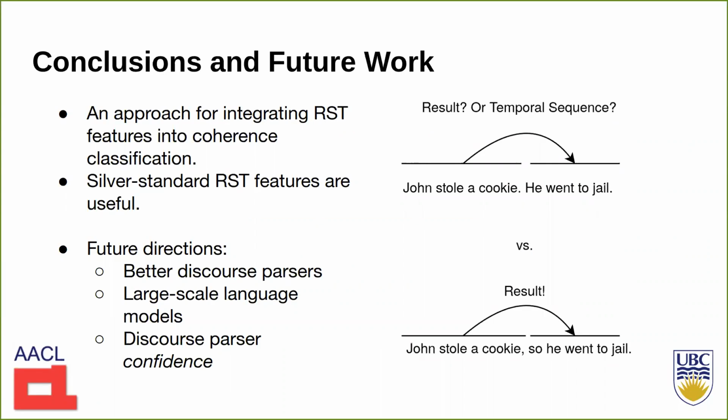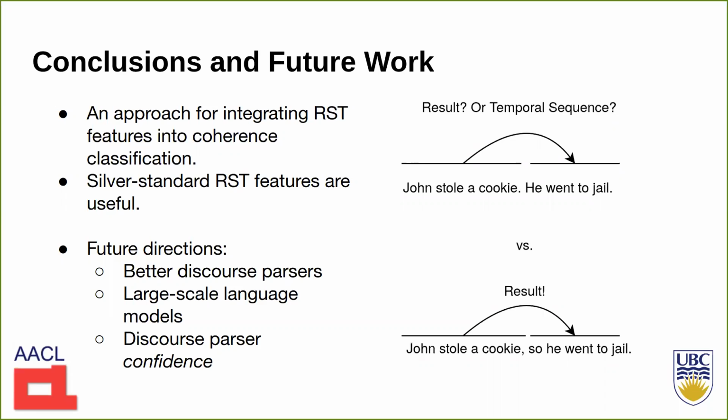As per conclusions, we presented an approach for integrating RST features into the coherence classification setting and established that even silver standard RST features lead to better results on this task. While the improvements achieved by the ensemble model are modest, they serve as a lower bound for potential gains when more accurate discourse parsers become available.